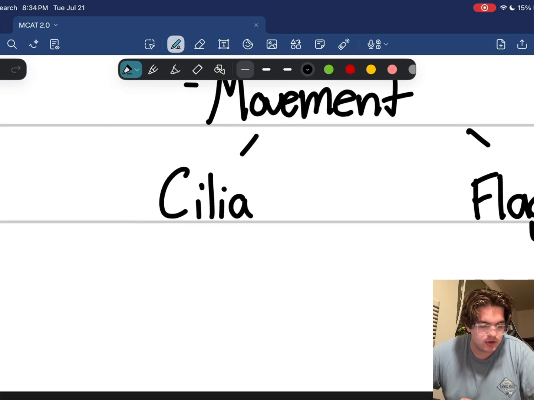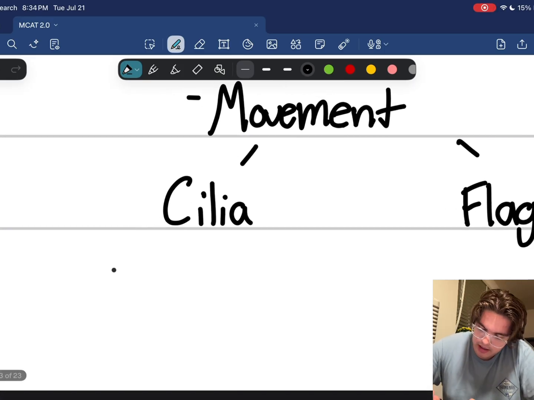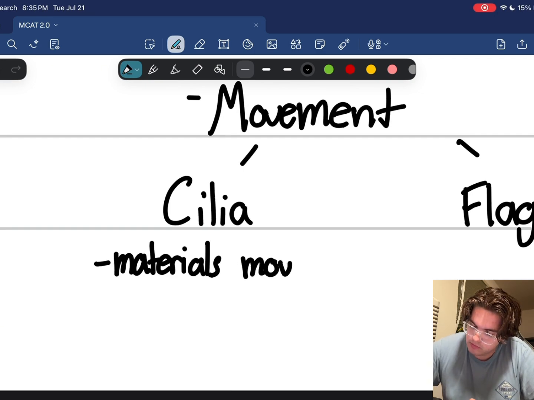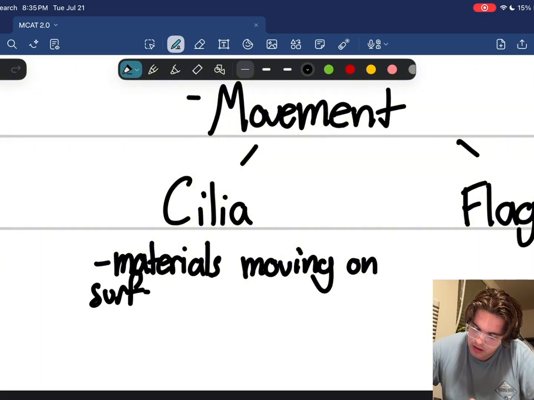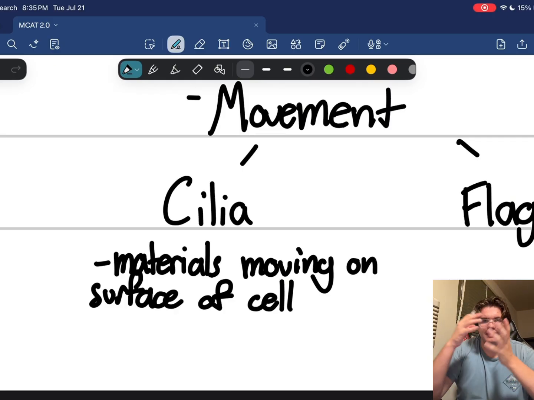Okay, so cilia, we have materials moving on the surface of a cell. So things just moving around on the surface of the cell.